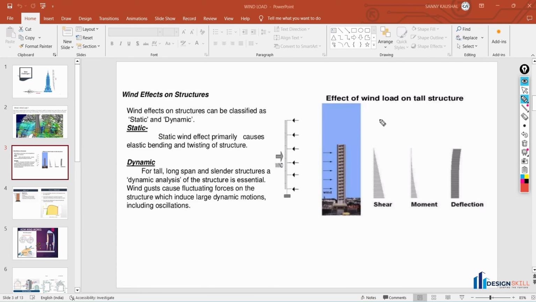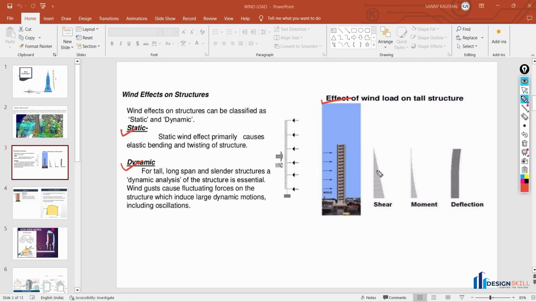In ETAP software we will perform the static analysis, and also the dynamic analysis. Static analysis we will perform for the low rise or mid rise building, and dynamic analysis we will perform for the tall building, long span buildings and cylinder structures. Dynamic analysis is generally called a gust factor analysis, where we apply the gust factor to our building and look at the result. The static analysis also we will perform, and we will see what result comes through the static analysis also.